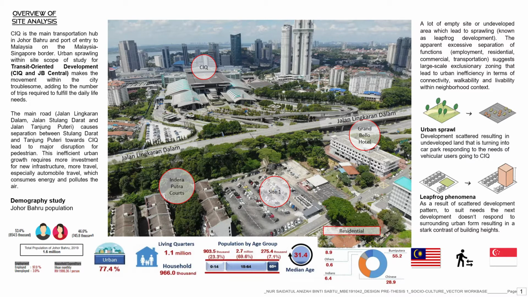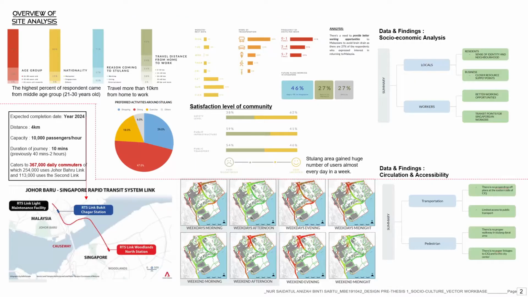and is inefficient for urban growth. There is also urban sprawl in that area where, as you can see from the diagram on the right-hand side, land that was supposed to be developed is turning into car parks, responding to the needs of vehicular users going to CIQ. There are a few future plans for the Johor Bahru Singapore transit system, and one of them is the Johor Bahru Singapore Rapid Transit System Link, expected to complete in 2024 and estimated to cater to more than 300,000 commuters daily upon completion.